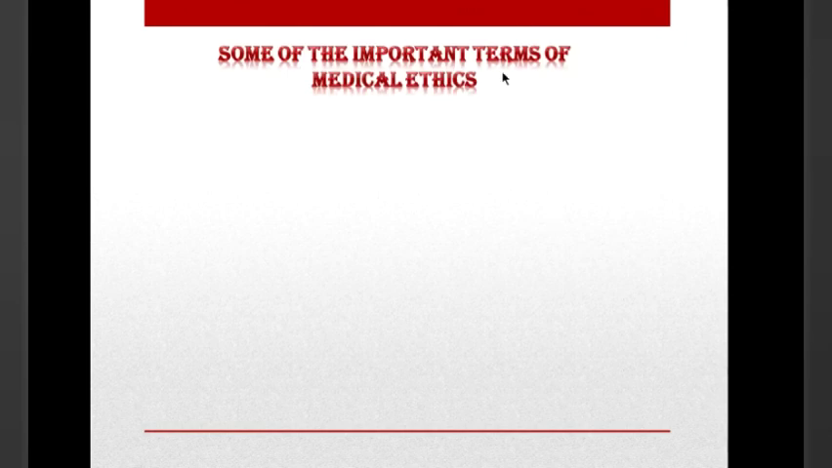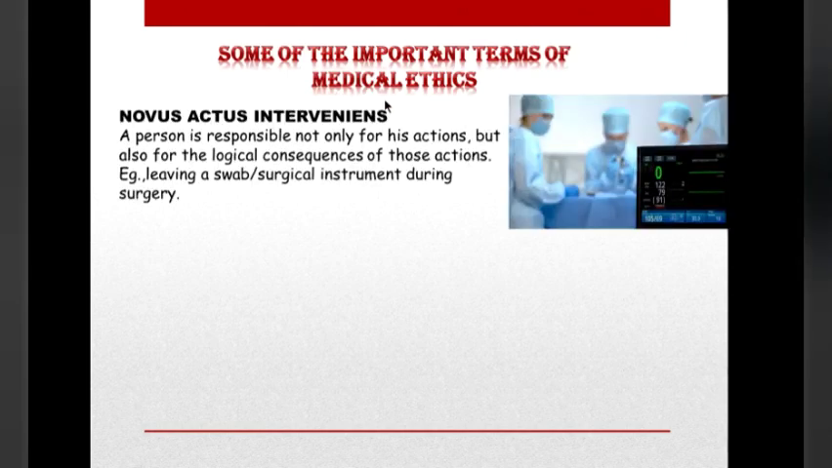Some of the important terms of medical ethics. Firstly, novus actus interveniens, which means unrelated actions intervening, where a person is responsible not only for his actions but also for the result of his actions. This happens especially in the medical field because of negligence, where a doctor, for example, leaves a swab or any surgical instrument like scissors during surgery, which later may cause infections or death. Then the doctor will be held responsible for the act. So this is novus actus interveniens.